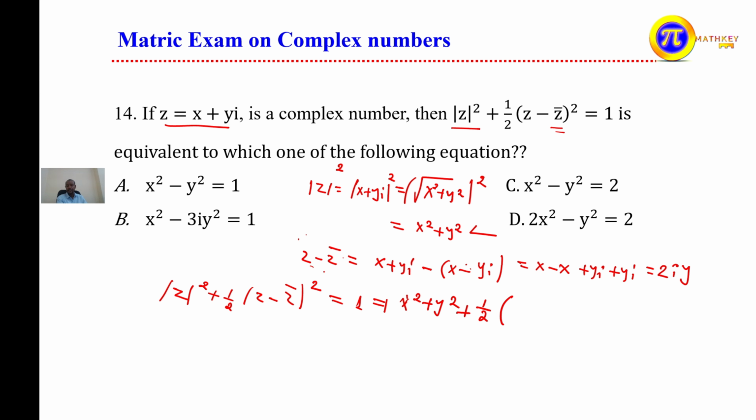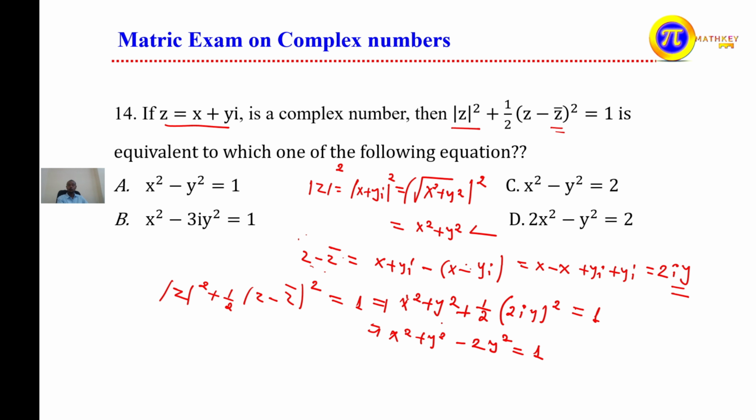Here we have z minus z conjugate. Square it. This is equal to 2i y the whole square. This is equal to 1. This implies that here is x squared plus y squared, plus 2i y squared, means 2i squared is negative 4y squared. Negative 4y squared divided by 2 is negative 2y squared, equal to 1.